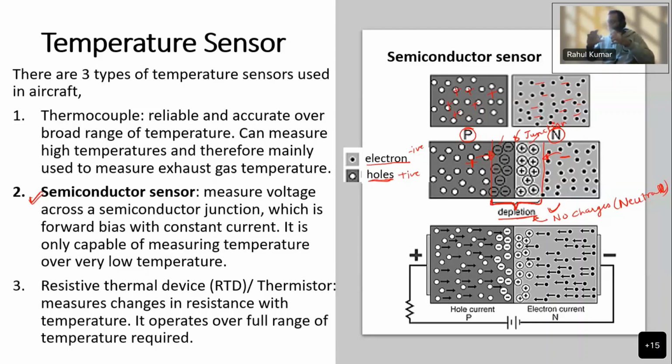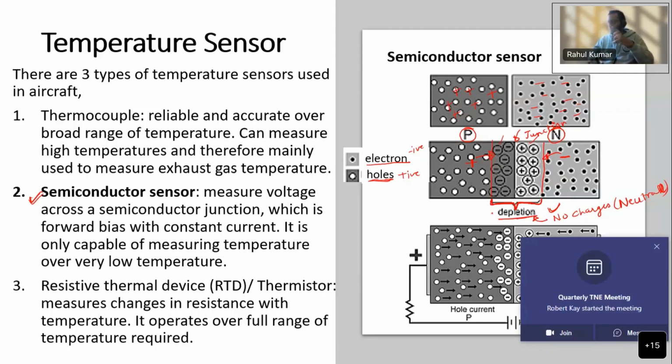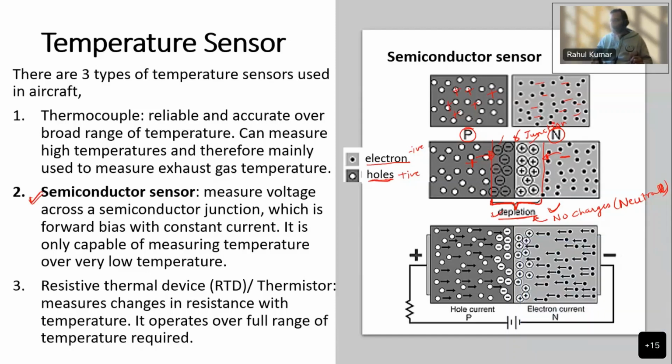This neutral region, which we call the depletion region, will act like a barrier and obstruct any further flow of charges, either electrons or holes. So when you join P and N, you will have a barrier region in the middle because of this depletion region.